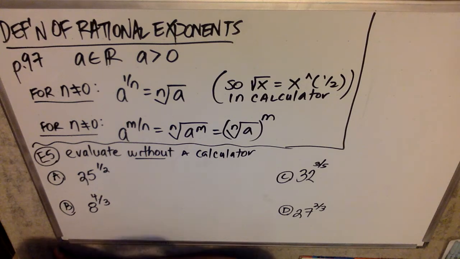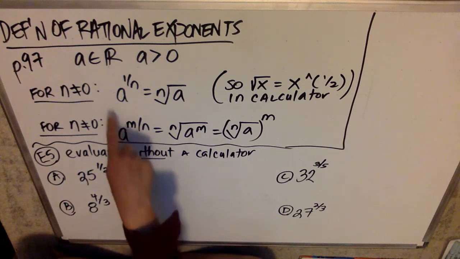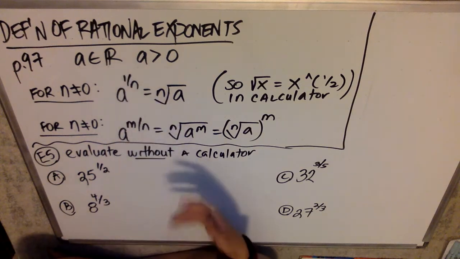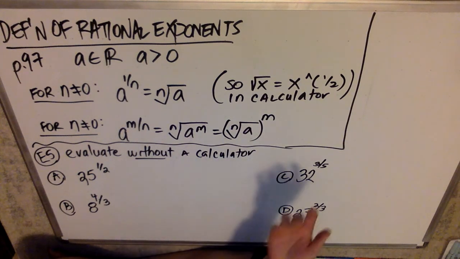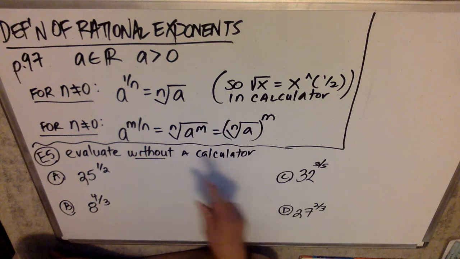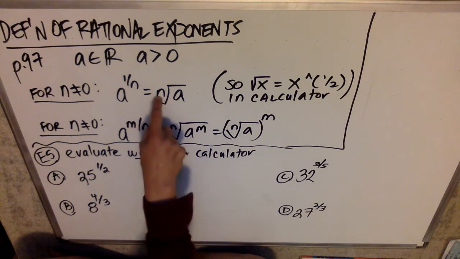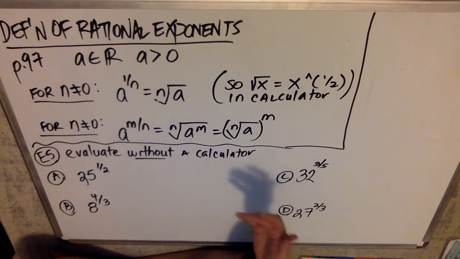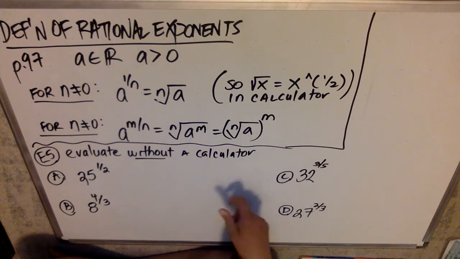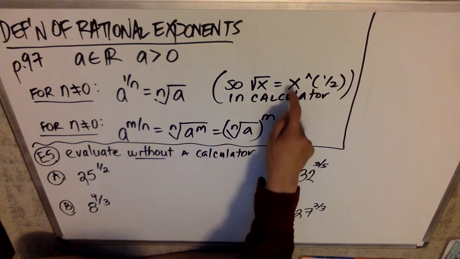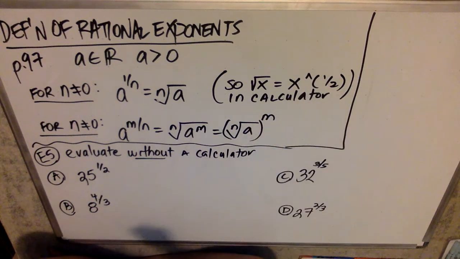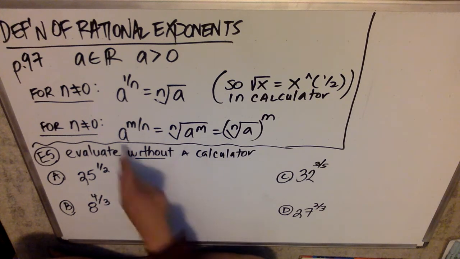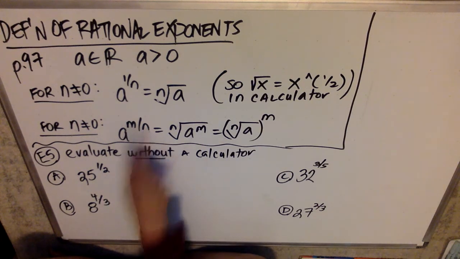For a non-zero n, a to the 1 over n is the same as the nth root of a. So for example, the only root where you don't see a number here is a square root, which implies a 2, right? In every other root, like a cube root or a fourth root, there's a number right here. So for instance, if you wanted to put the square root of x in your calculator and for some reason didn't want to use the square root button, you could do an x caret to the 1/2, right? Or 0.5.